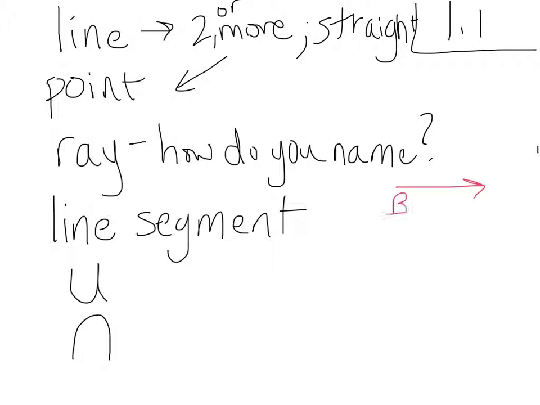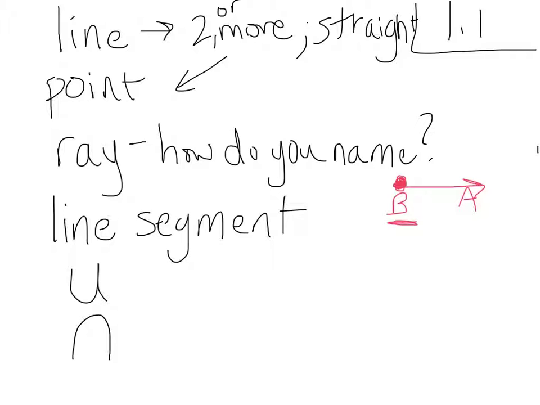All right, so say we have this ray right here. What do I call that ray? B-A, with a line over it, but the line has an arrow to the right. Right. So you start at the end point and go forth, right?